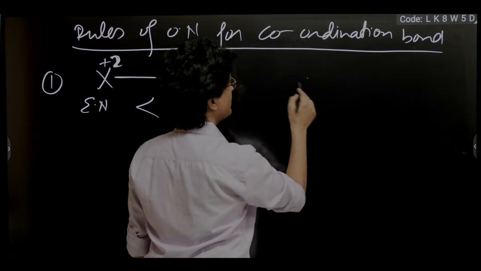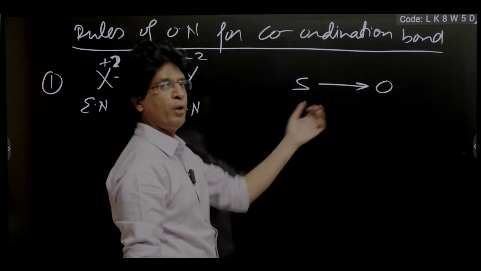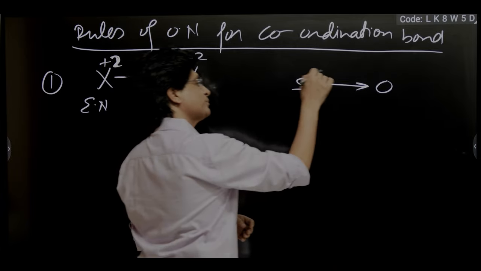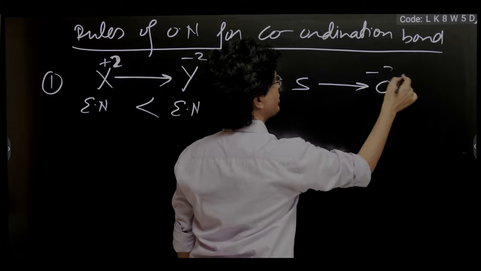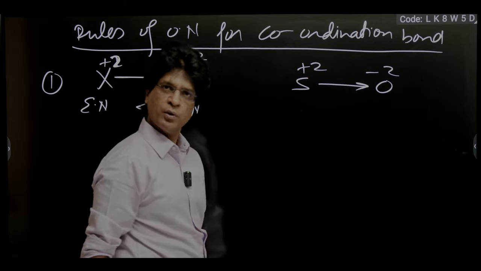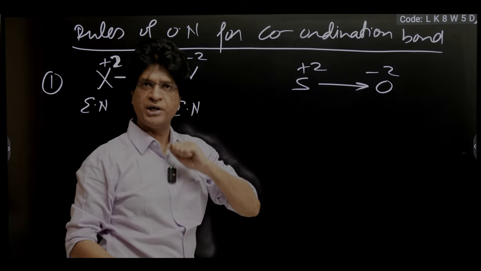Say, for example, sulfur donating the 2 electrons to oxygen. This is called dative bond or coordinate bond. Since oxygen is more electronegative than sulfur, it will get minus 2 and this will get plus 2 charge. So that is the difference between the coordination bond and the dative bond, in terms of oxidation numbers.